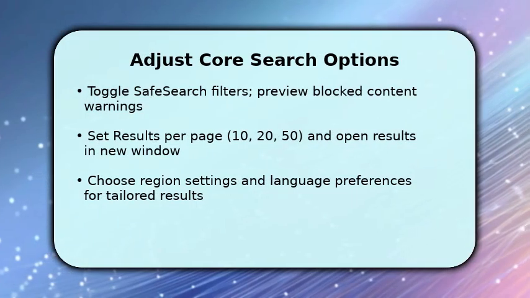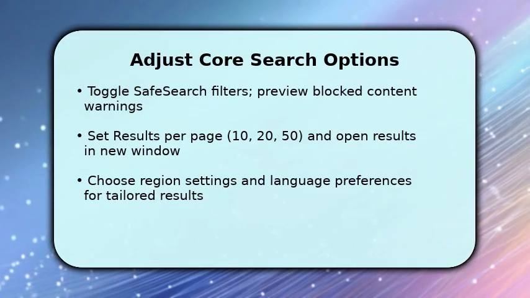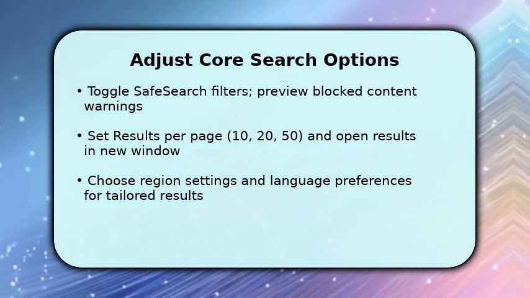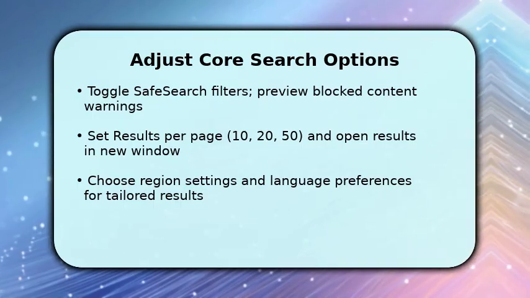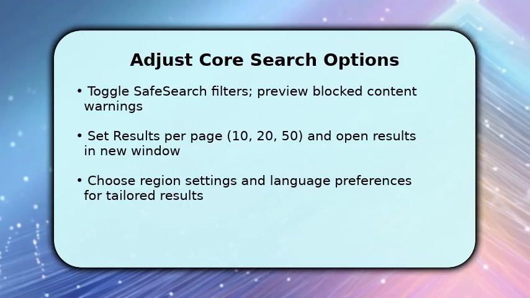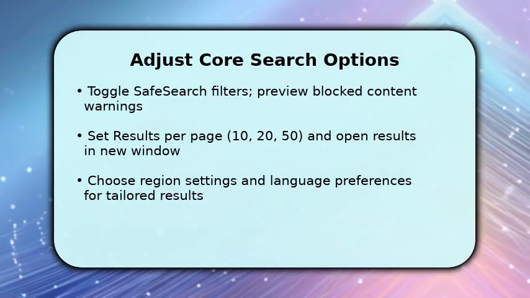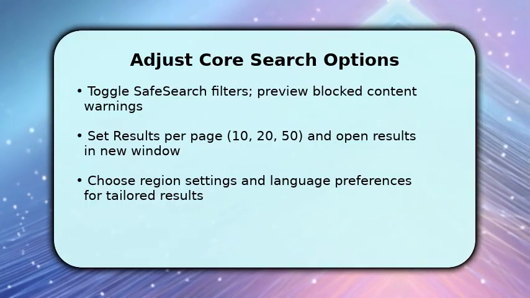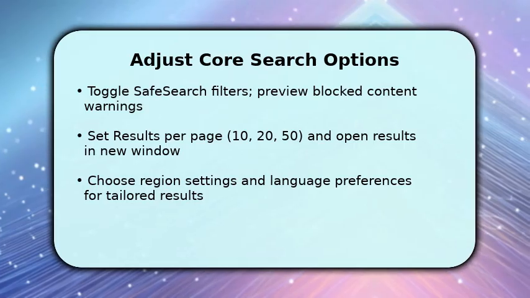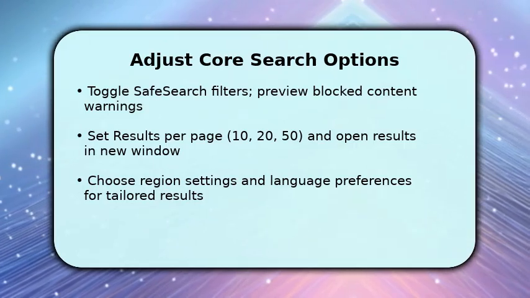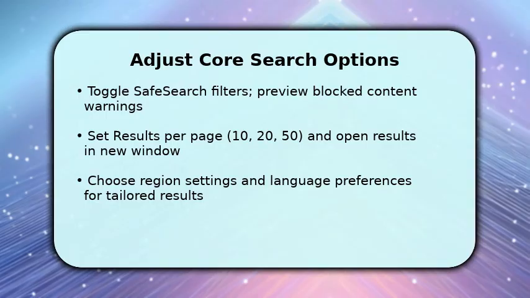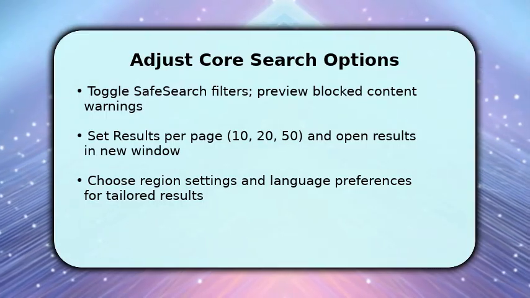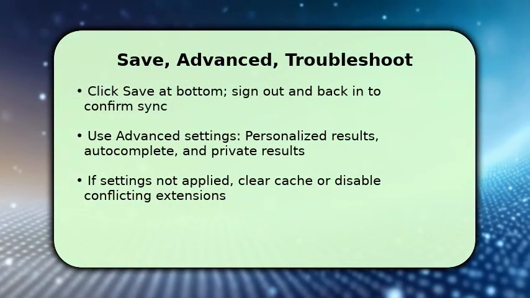Now you focus on the main controls. Toggle Safe Search on or off to filter explicit content. You'll see how filtering affects previews. Once done, pick results per page, 10, 20, or 50, and decide if results open in a new window for easier comparison. Next, set region and languages so Google prioritizes local and correctly translated pages. These adjustments change relevance and volume of results, so tweak one at a time and run a quick search to evaluate the impact. Finish by scrolling down and clicking Save so your choices persist.